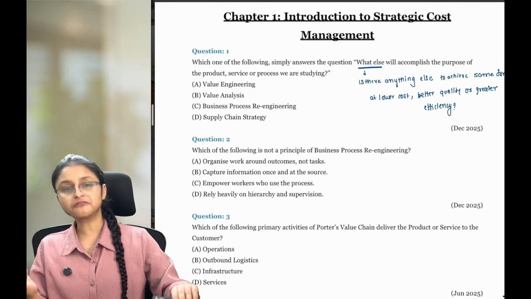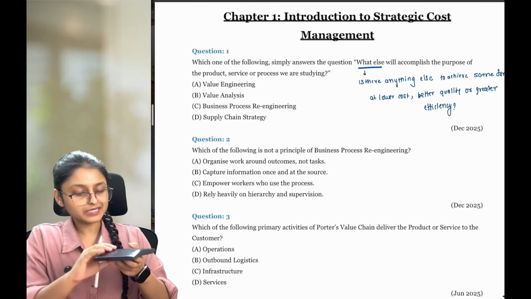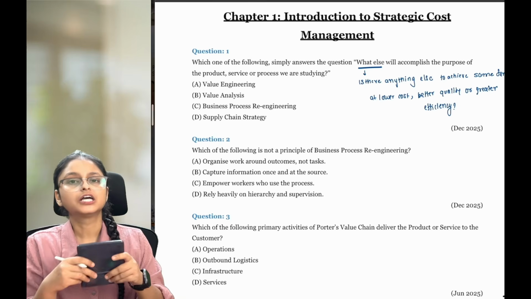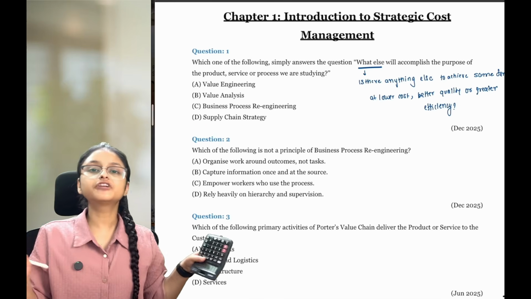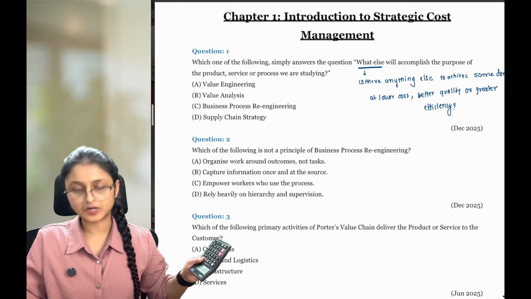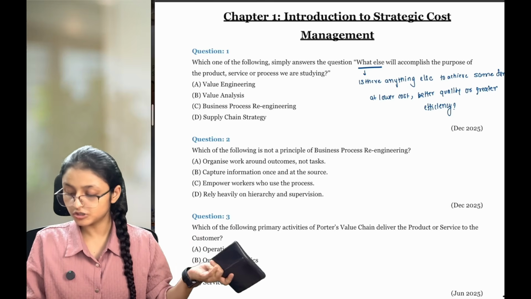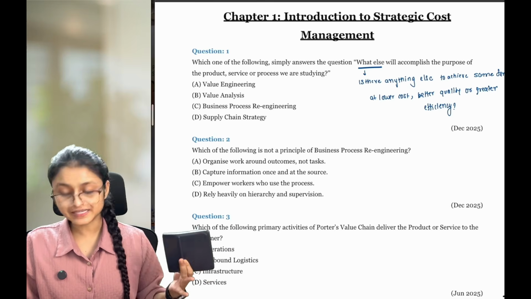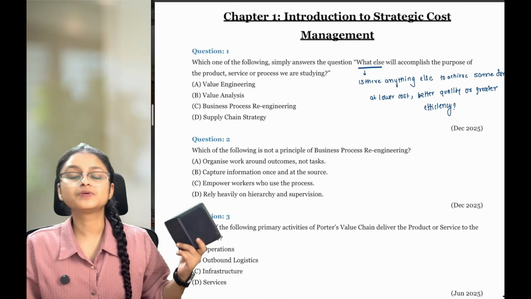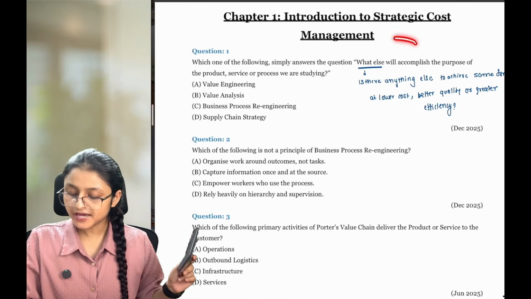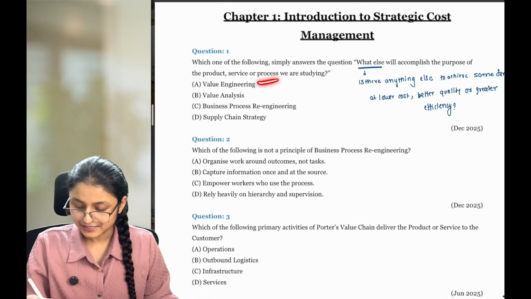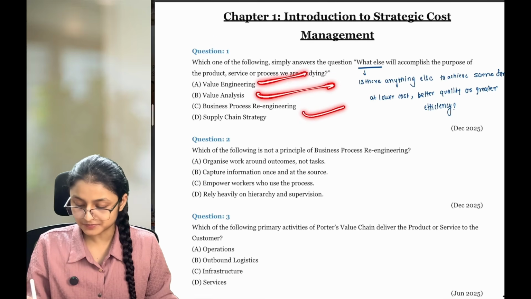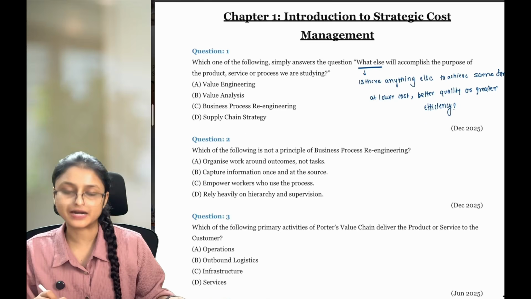So let's assume that we are making a calculator. For making a calculator, we can either use plastic or I'm thinking of using aluminium in place of plastic. So there are two different materials, and I'm going to evaluate those materials. Whatever is of lower cost, providing better quality and greater efficiency, that is the one which we are going to prefer. Now tell me where we do this. Where do we find out this what else? In value engineering, value analysis, business process reengineering or supply chain strategy.